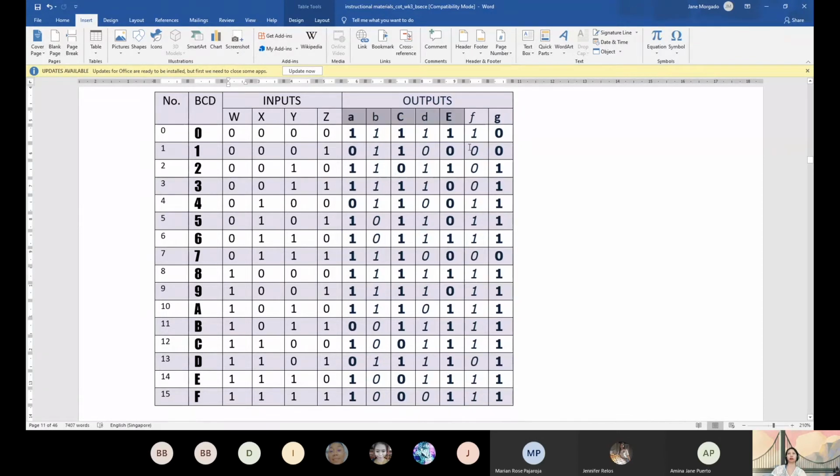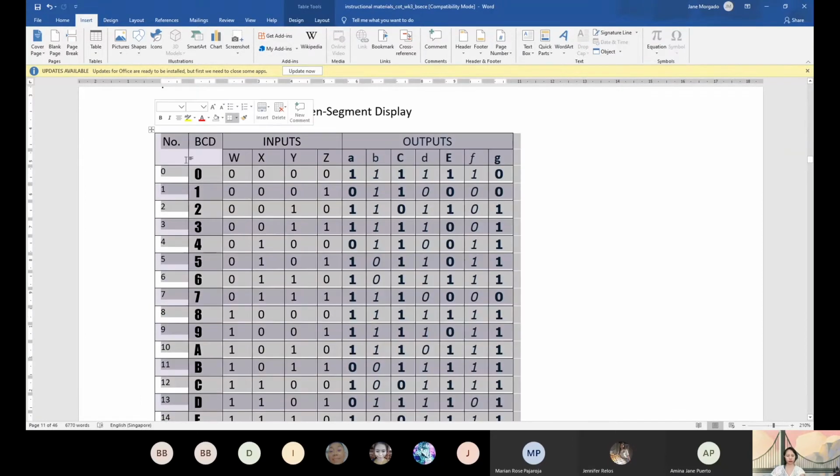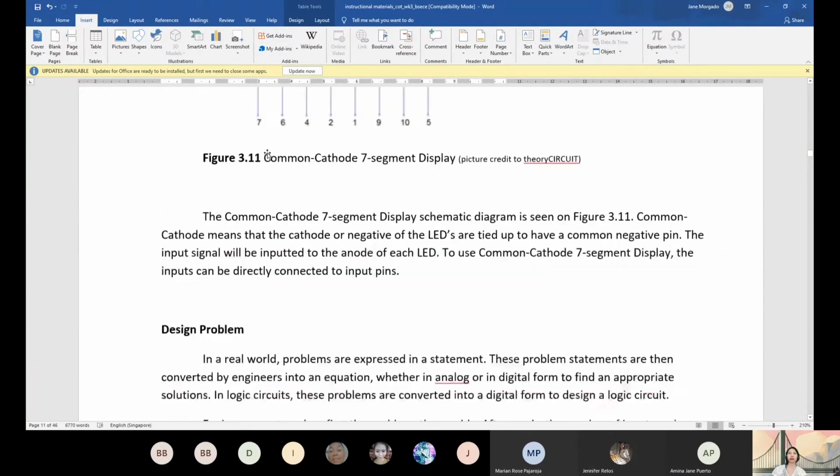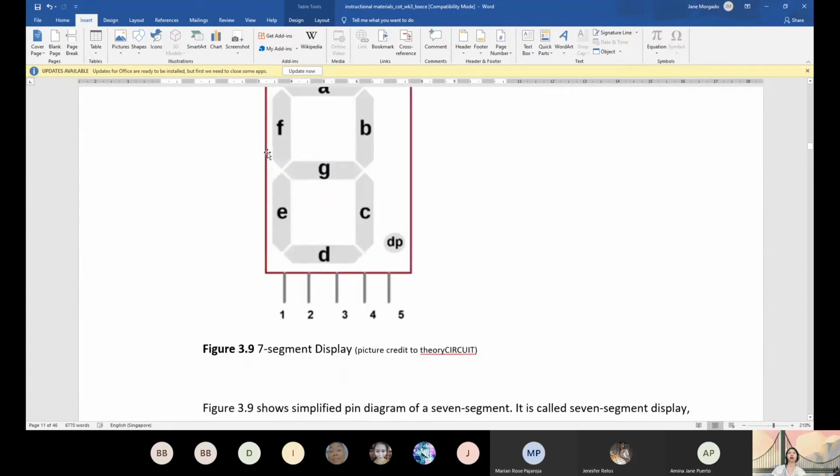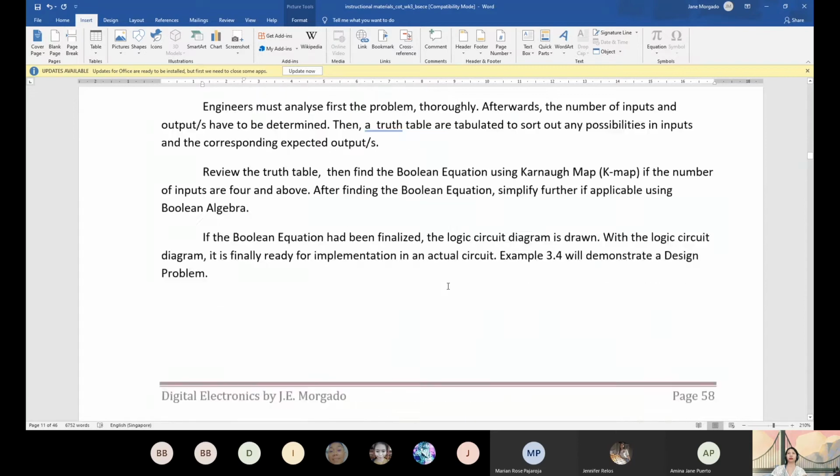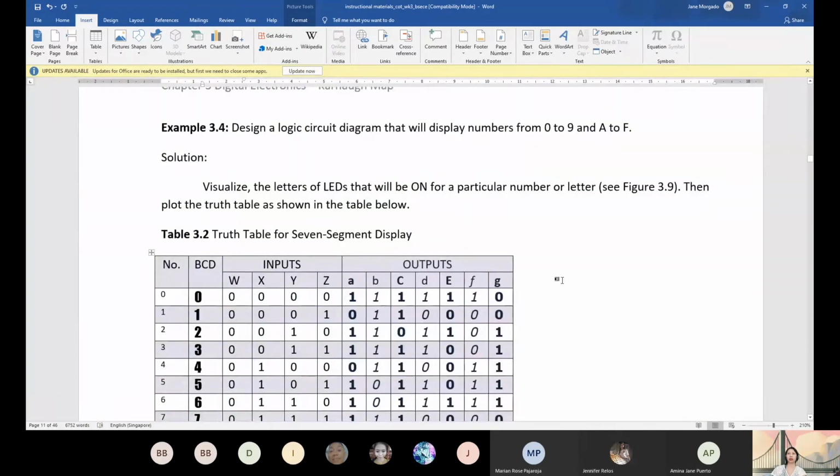What are these outputs? These outputs A, B, C, D, E, F, G are actually what? They actually represent the display here. Okay, so let's copy this one and put it side by side with this.